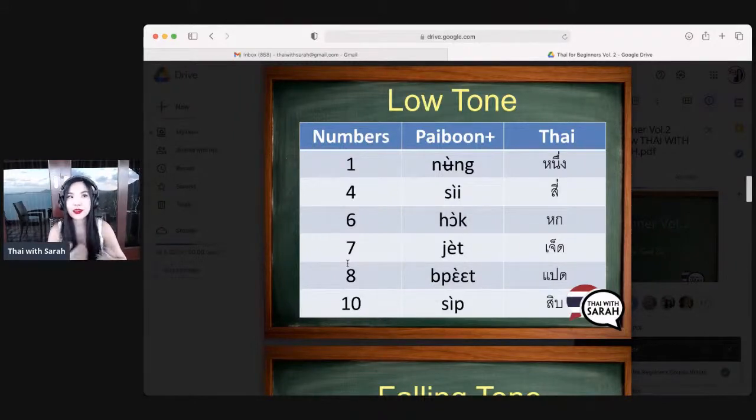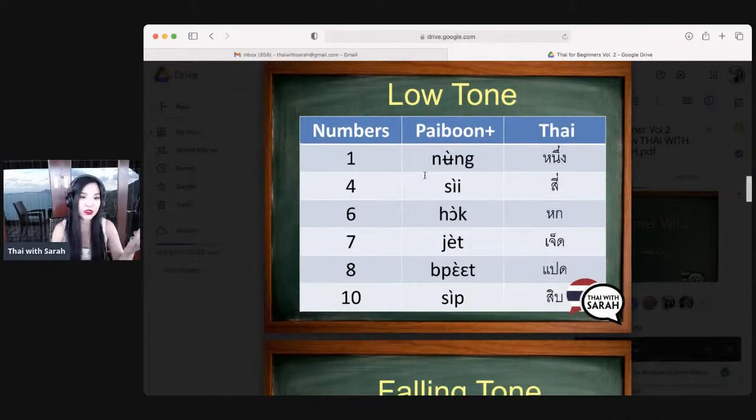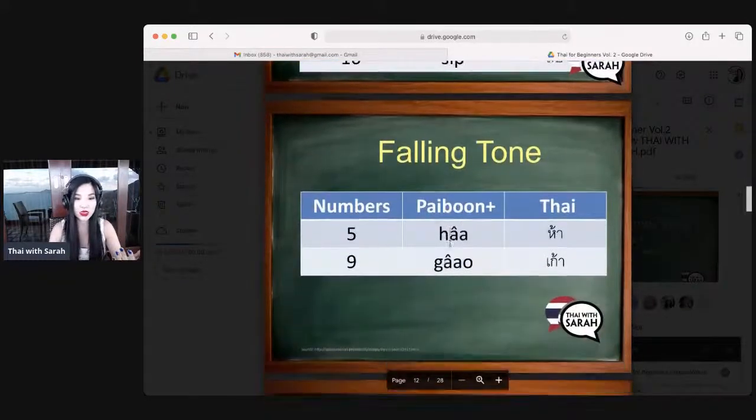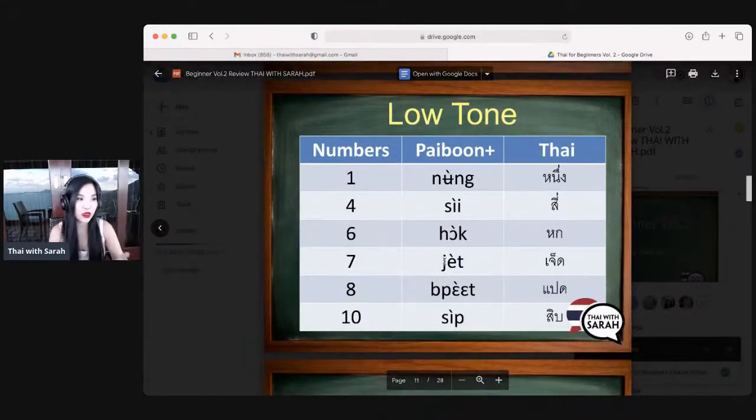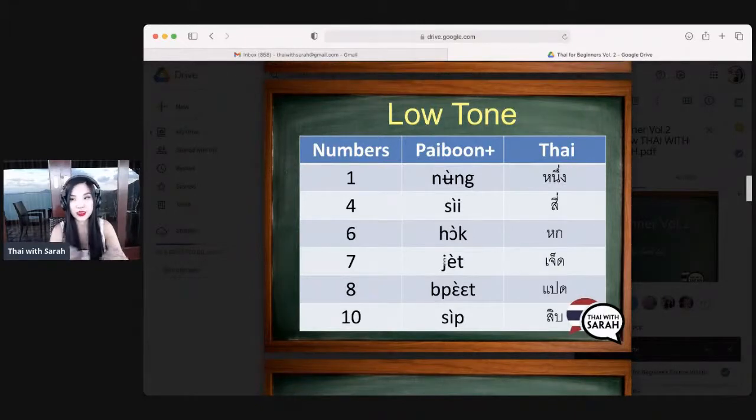Some people say numbers are so easy, why do you have to do it again and again? It's not that easy, especially the vowels. Ning, low tone. I usually do low tone first to start: ning, si, hok, jet, keep going low. Then I do falling tone. Instead of doing all of 1 to 10, I'll do low tone first. It's something you can do by yourself when you want to study on your own too. You can use this technique.